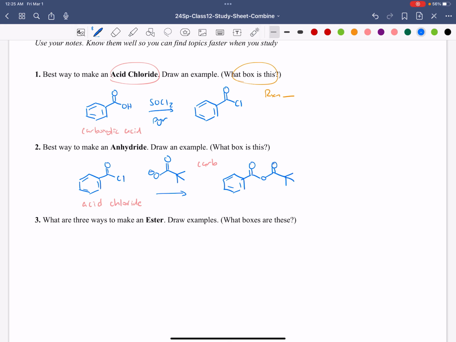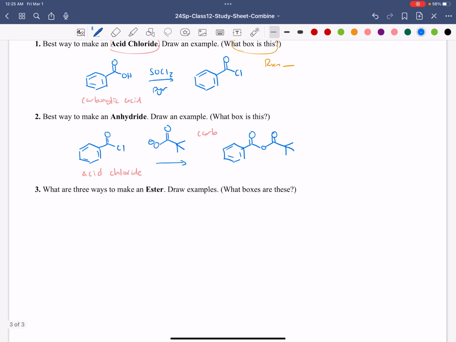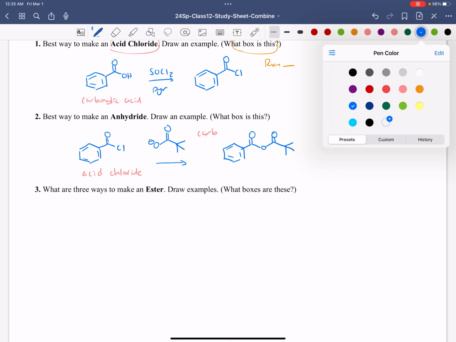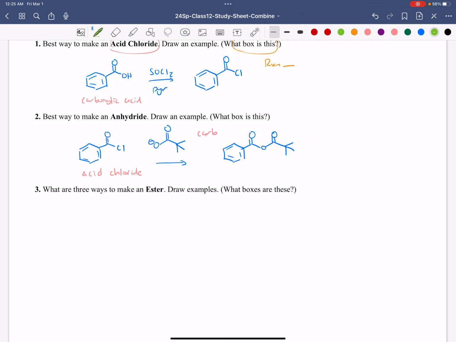Okay? Three ways to make an ester. Oh boy. Well, the most popular way actually is the last way we learned how, and that is Fischer, the one you're doing in lab. Fischer esterification. And so we're not starting with a derivative with Fischer esterification. We are starting with, which one do I want to make? We're starting with the carboxylic acid, or a carboxylic acid.